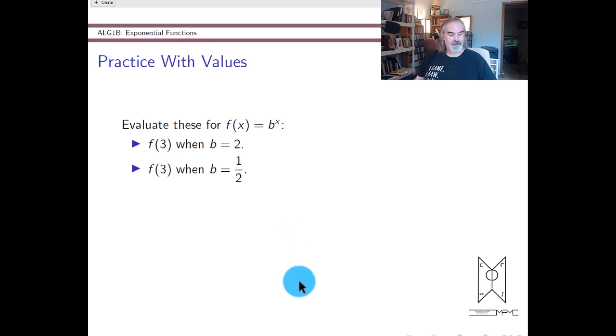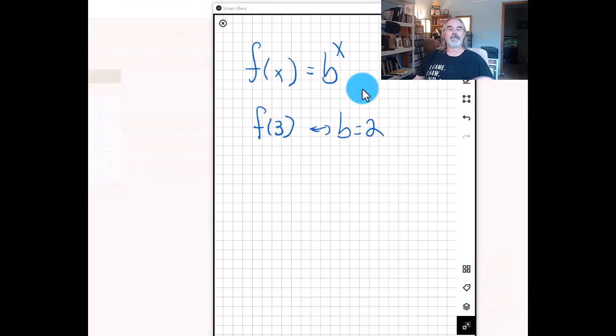I'm preparing my little tablet thing here. Okay, where's my tablet? There it is. Okay, so I should have had this written down ahead of time.